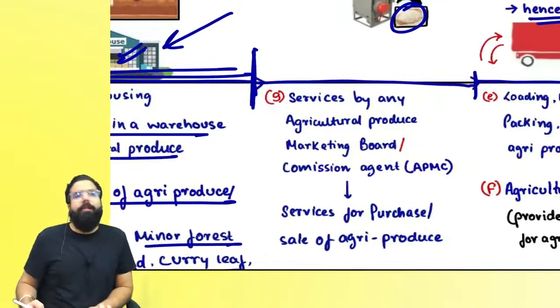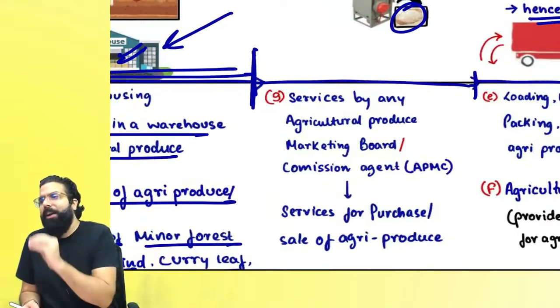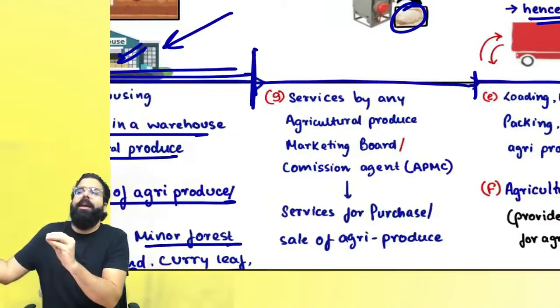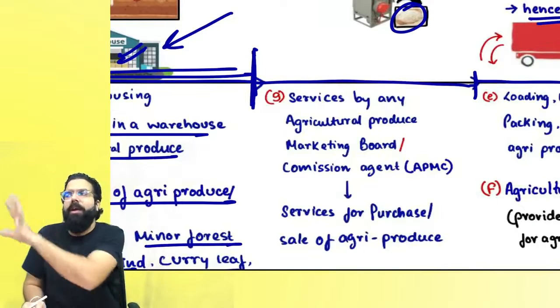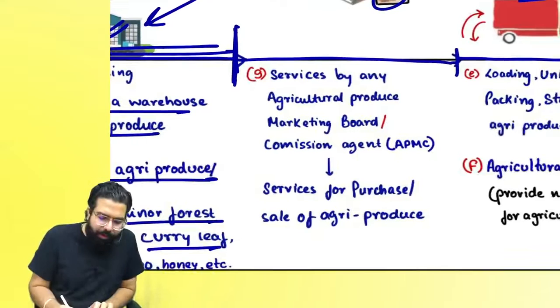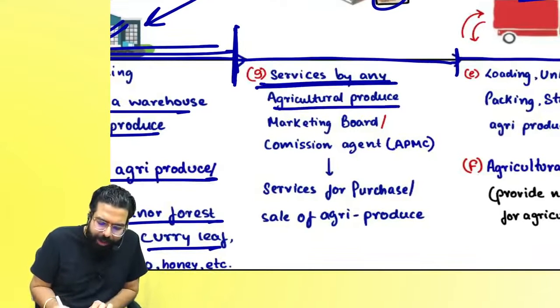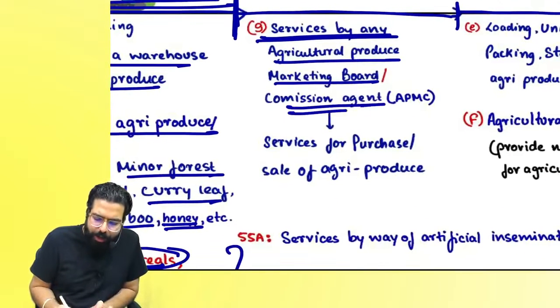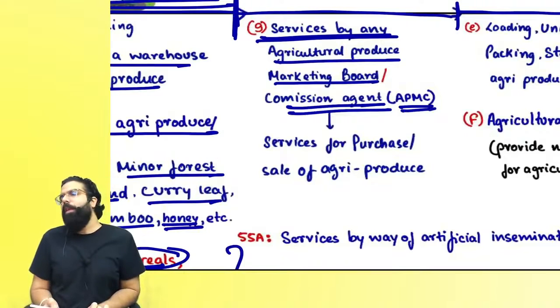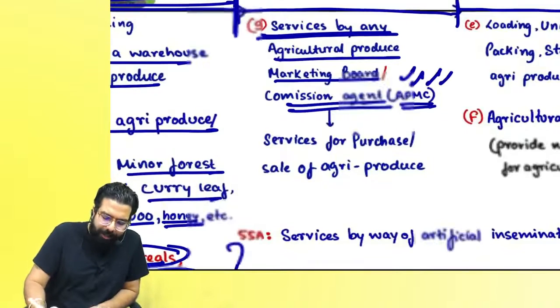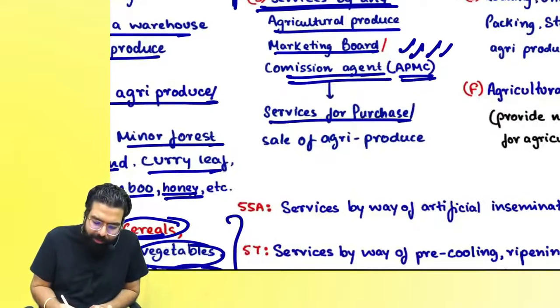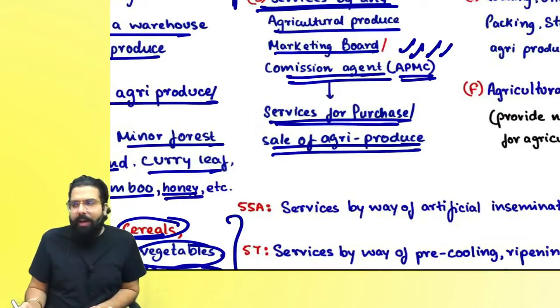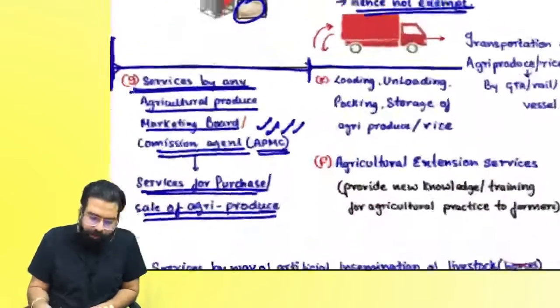You will have to go ahead and sell it. For selling will come the agricultural produce marketing committee or board. They will sell your agricultural produce and charge you some commission. On their commission also they will not charge any GST. Services by agricultural produce marketing board or commission agent under the agricultural produce marketing committee, their services of selling or buying of agricultural produce also will have no GST.